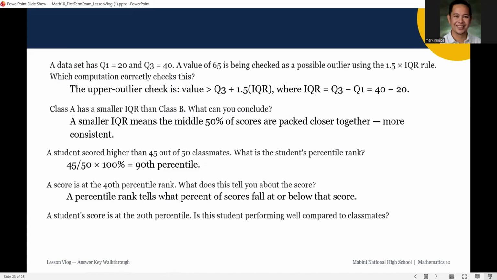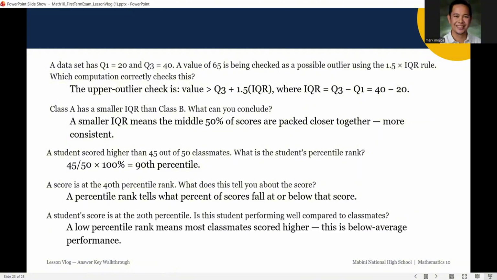Next, a student score is at 20th percentile. Is this student performing well compared to classmates? I don't think so. Why? Pag sinabi mo kasing 20th percentile, it means that nasa lower part siya. Yung batang yan is nasa mababa. A low percentile rank means most classmates scored higher sa kanya. This is below average performance.